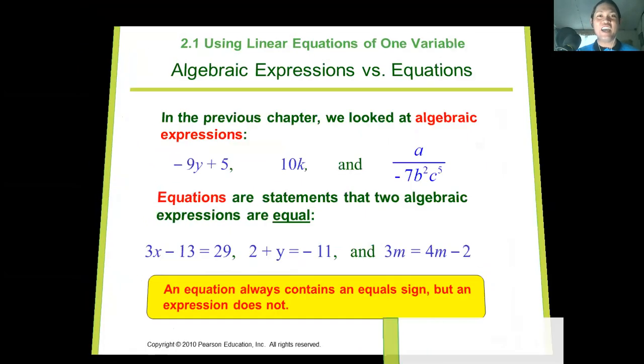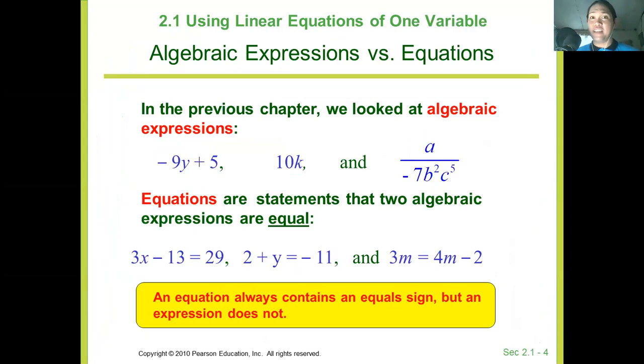So excited. Okay, so of course, first, let's compare the difference between algebraic expressions and equations. What's the difference between expressions and equations? Do you have any idea? Oh, I love the music background. Okay, so what's the difference?